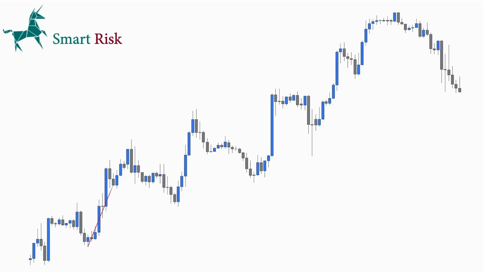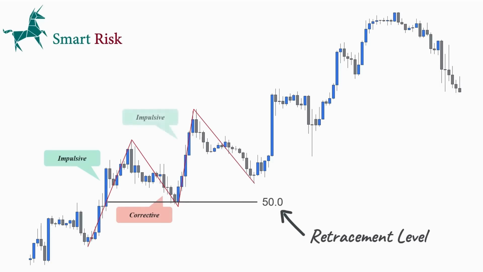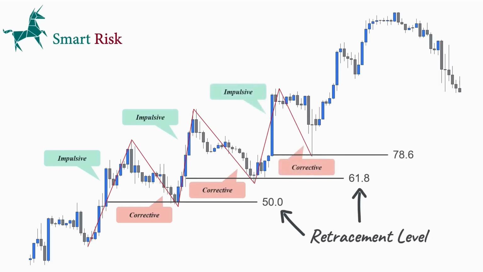Hey guys, Fibonacci retracement levels are used in technical analysis to predict potential levels of supply and demand before impulsive moves occur during a trending market. However, they should be used in combination with other forms of analysis to make well-informed trading decisions.